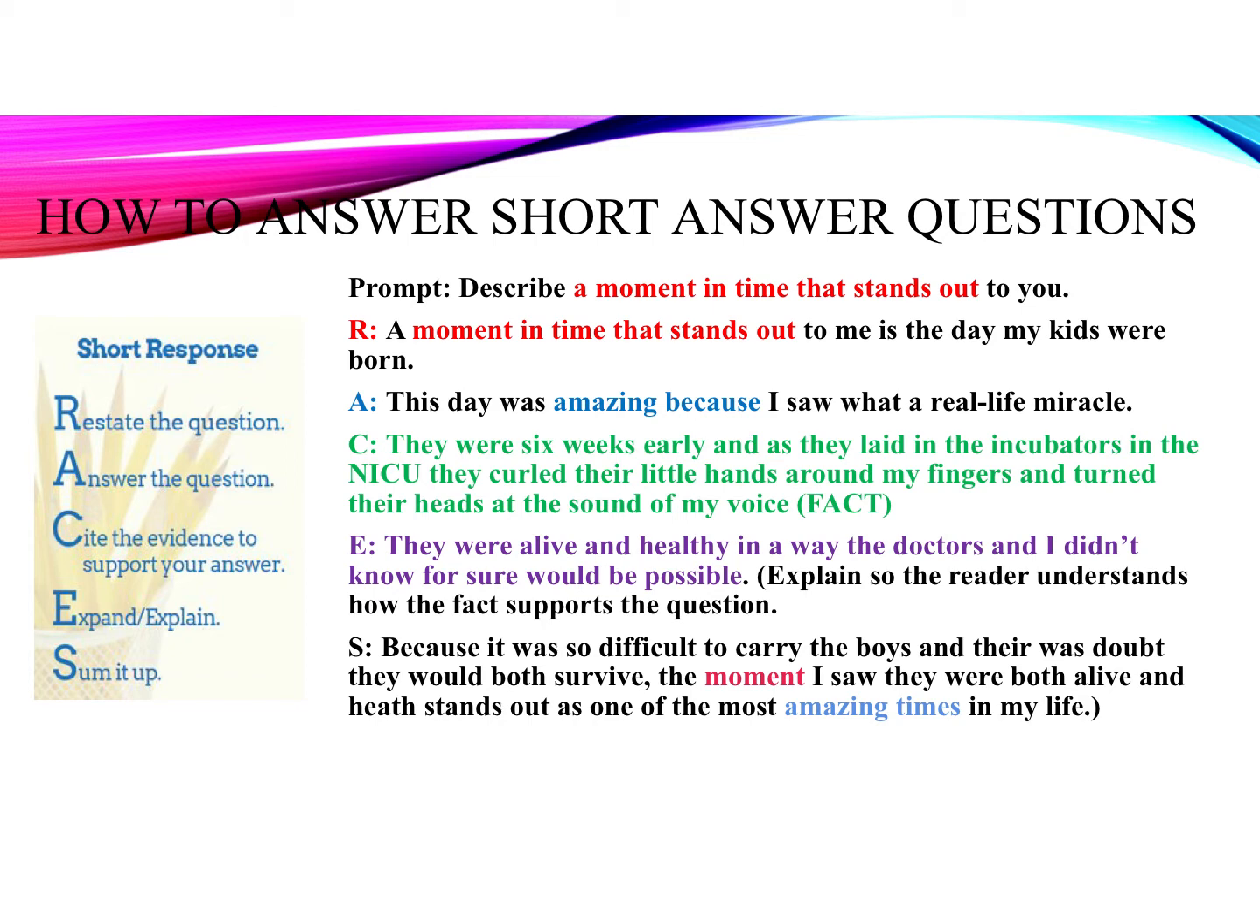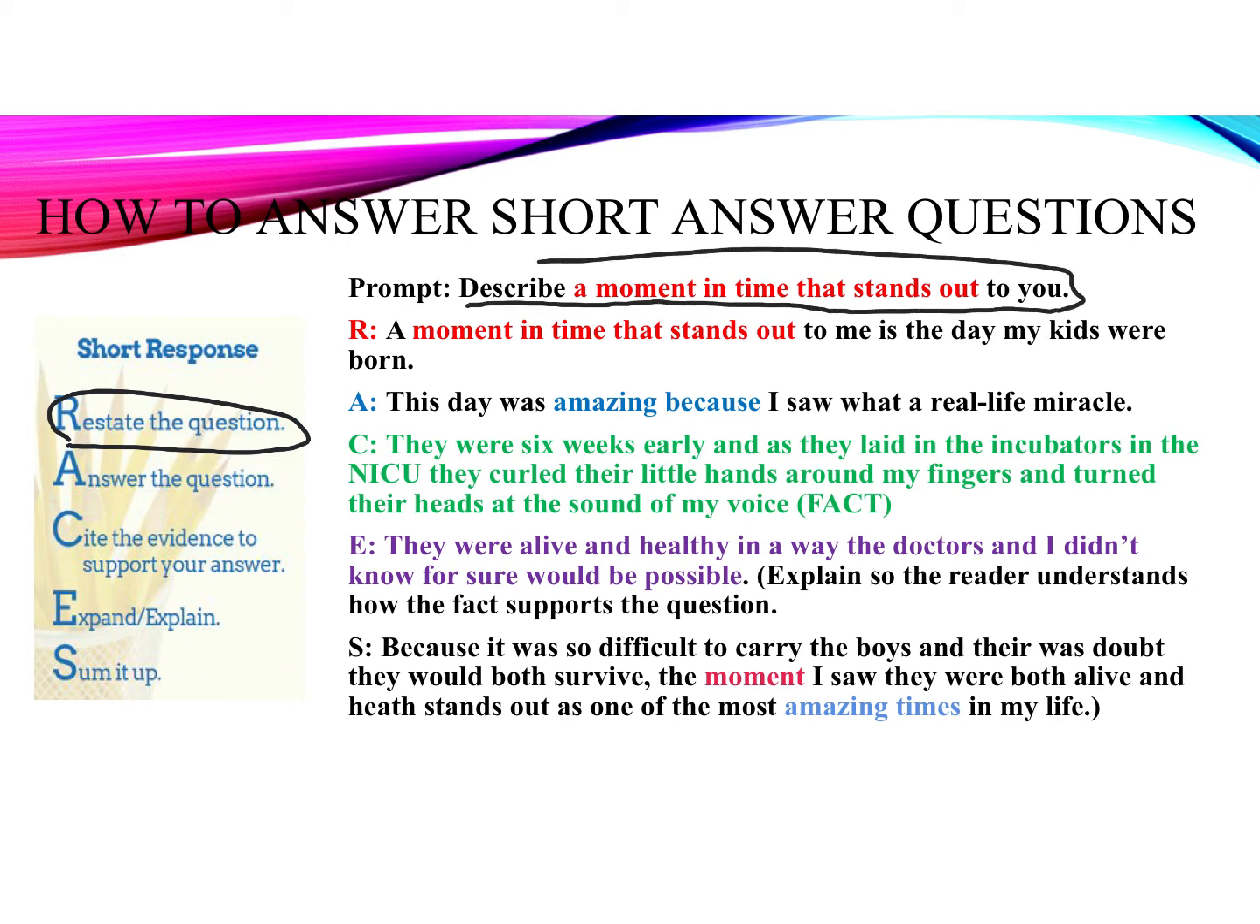All right. Just as a quick review on how to answer short answer questions, the first thing you want to do is restate the question. Now, when you restate the question, you're going to look at the keywords in the prompt. So if this was our prompt, which we've written on this, describe a moment in time that stands out to you. The keywords, that's going to have a verb in it because it's what they want you to write about. So describe, and then you're going to go describe what? The moment in time that stands out. So that is what they are looking for you to answer.